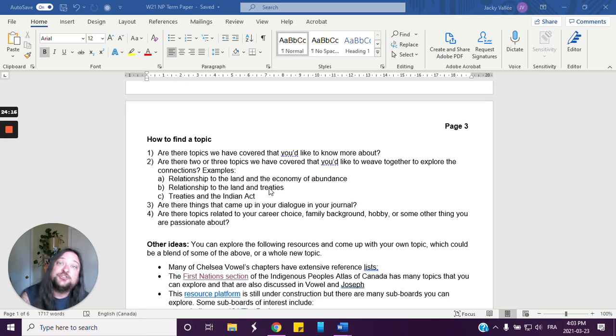Relationship to the land and treaties, same idea. Treaties, which we learned about. We spent 2 weeks on treaties, and now we're starting to learn about the Indian Act. There are definitely connections there. Or there might be other examples, but again, I can't list them all. So you might have ideas, and you can talk to me about it.